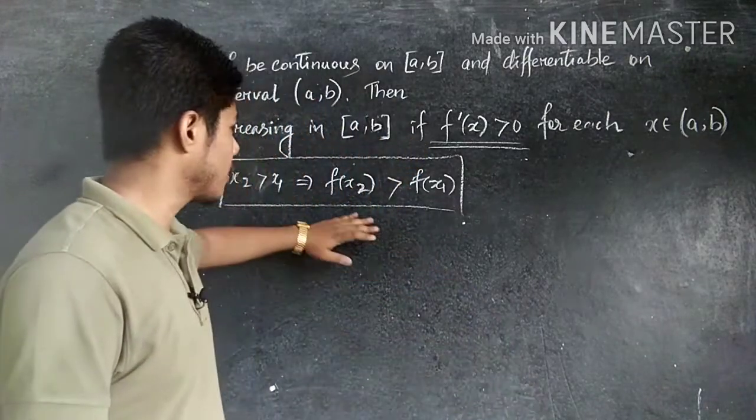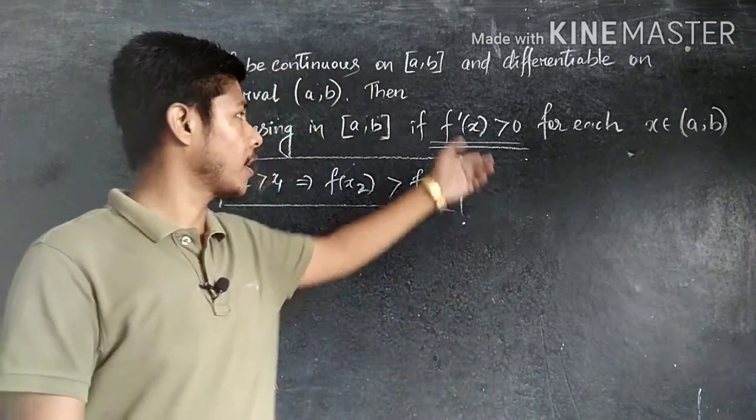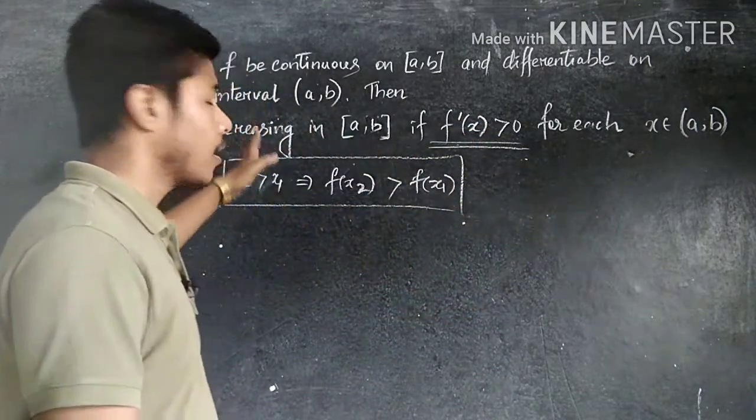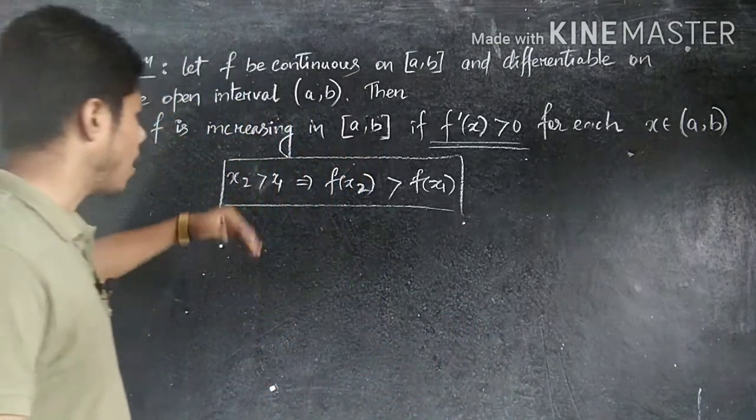So if this condition is satisfied, then we can say yes, f dash of x is greater than 0. If we get f dash of x greater than 0, then it is an increasing function. Is it clear? So now, how can we prove this one?